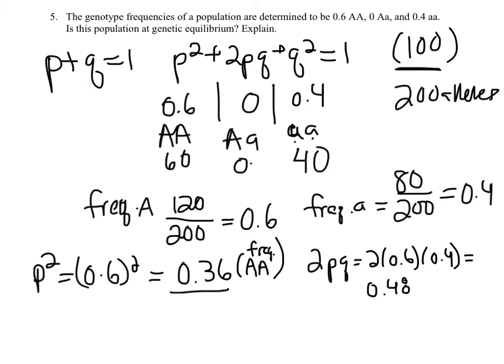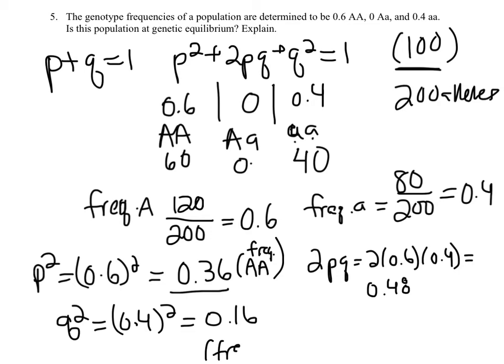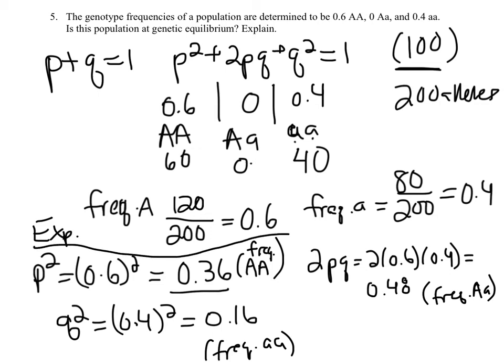And then just to finish it out, Q squared equals 0.4 squared, which is going to equal 0.16, so we expect 0.16 to be the frequency of little a, and instead we see it being 0, so that's way off. So these are the expected frequencies down here, and the real frequencies are what we see at the top.